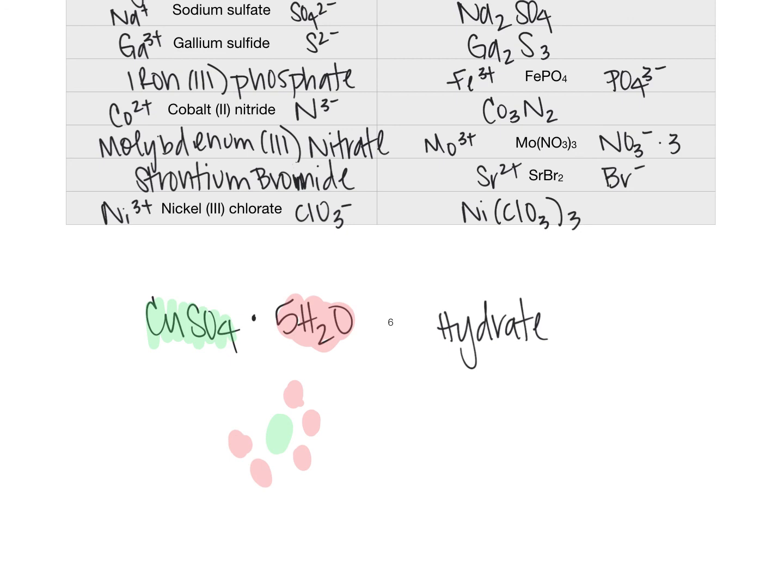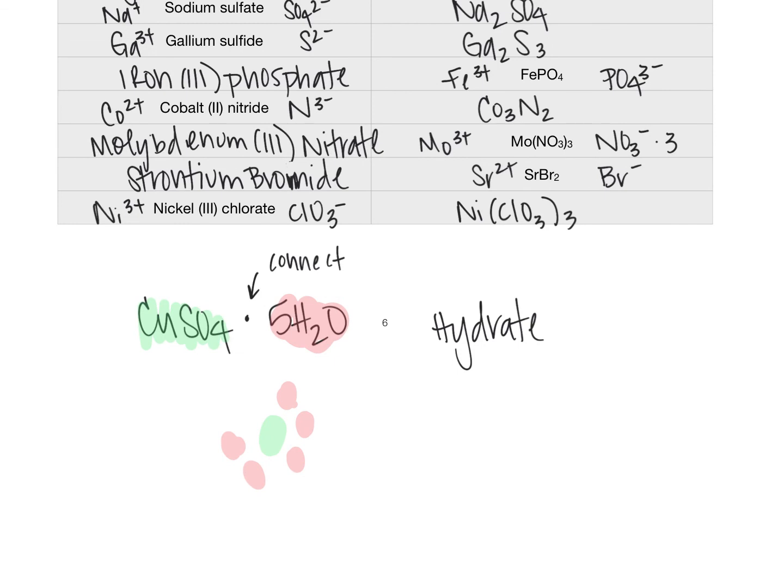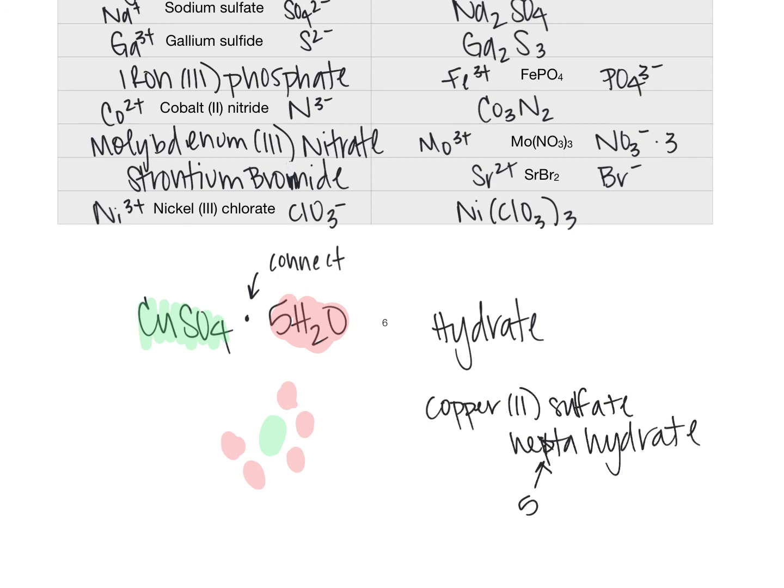When we think about the mass of compounds, which we will look at in a later video, we need to account that this dot just means connected, not multiplication. So it's not 1 copper sulfate multiplied by 5. It is that for every 1 copper sulfate you have 5 waters. So if you were to name this, it would be copper(II) sulfate pentahydrate, where penta means 5.